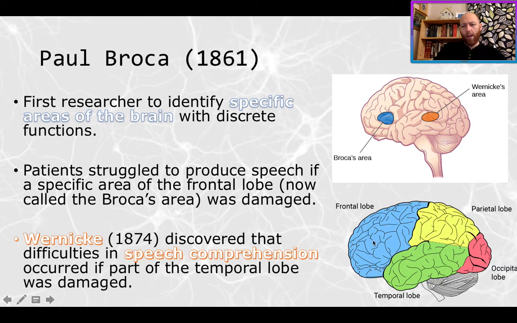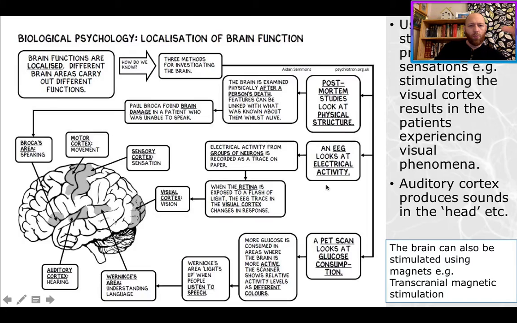Just a quick recap of the brain: the frontal lobe is this blue area here, then the parietal, the temporal and the occipital. Remember, occipital is largely to do with vision, auditory processing is here, some higher functioning here, and the parietal lobe we'll talk about perhaps in a moment.